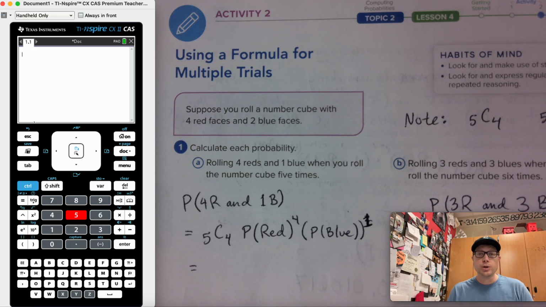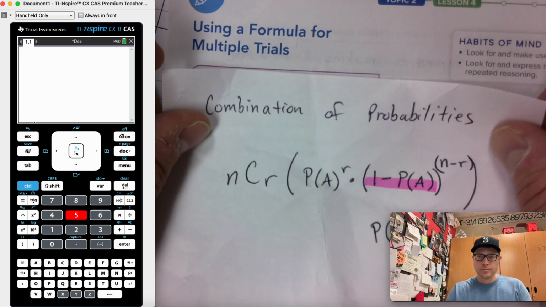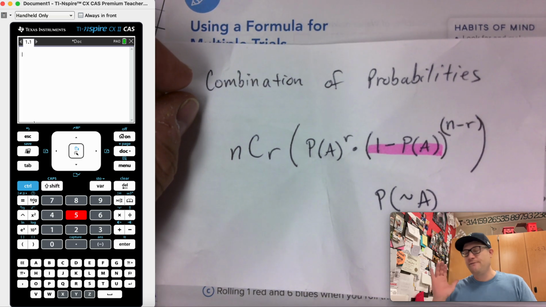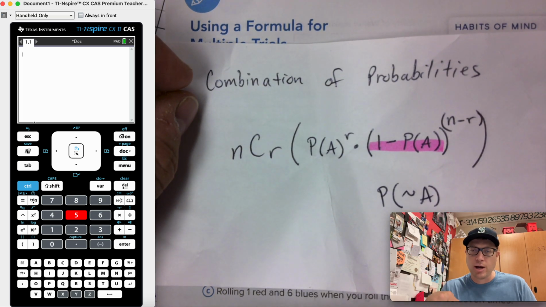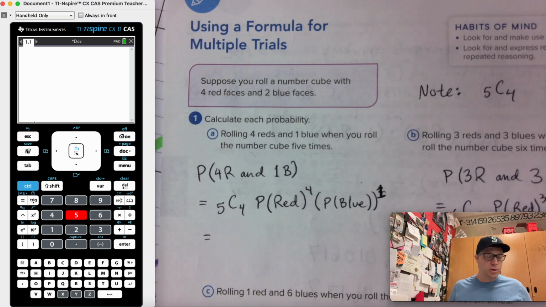First, activity 2, using a formula for multiple trials. And our formula is this one. Great formula. The whole purpose of this activity, in fact, if you could skip activity 1 and just get right to this, well, good for you. But I'm glad you were there for activity 1 when you were.